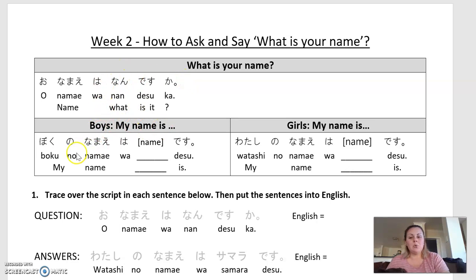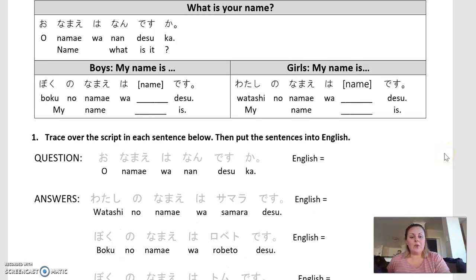Now if I was a boy, I had to use boku at the start of my sentences. So if I was a boy, I would say, boku no namae wa, I would put in my name, then desu. If I was a girl, which I am, I use watashi. So, watashi no namae wa, name desu. So that's a quick review of that.